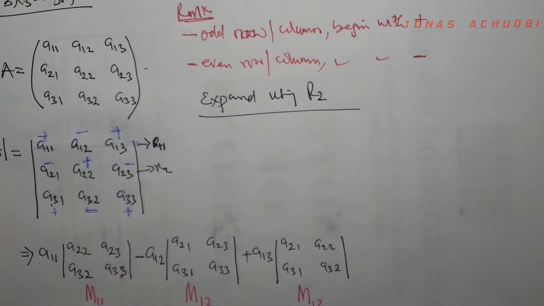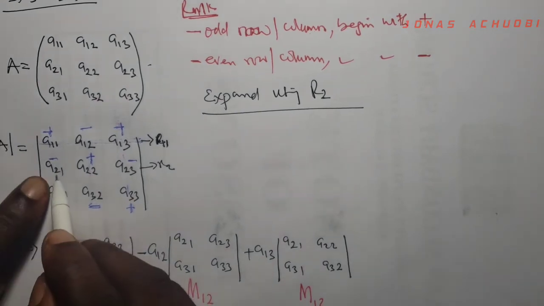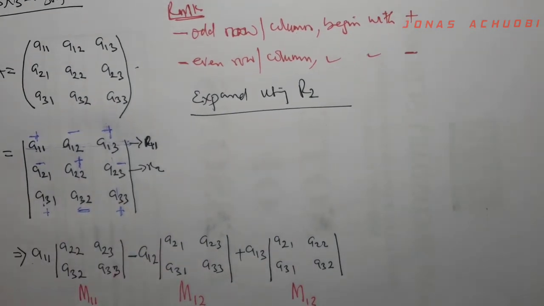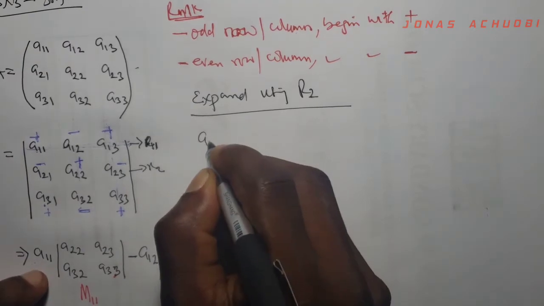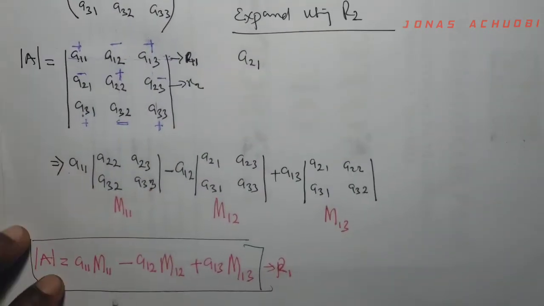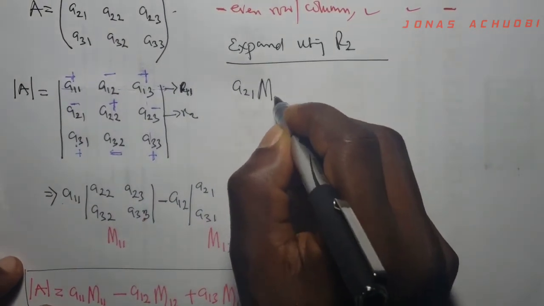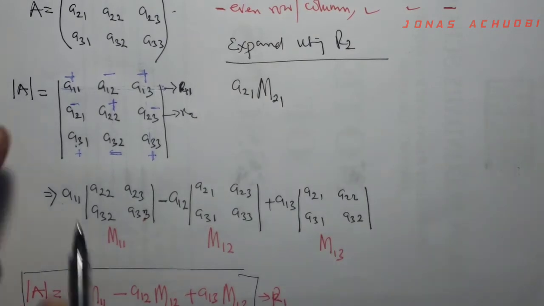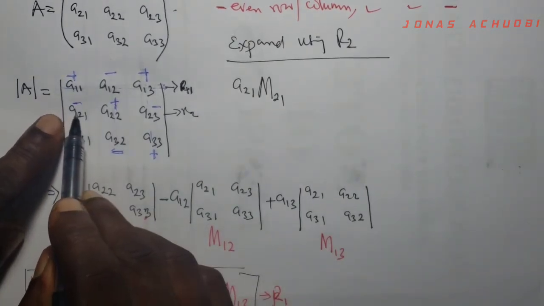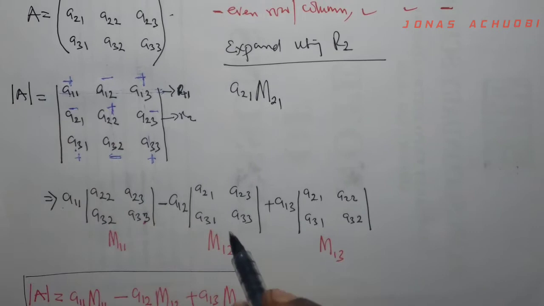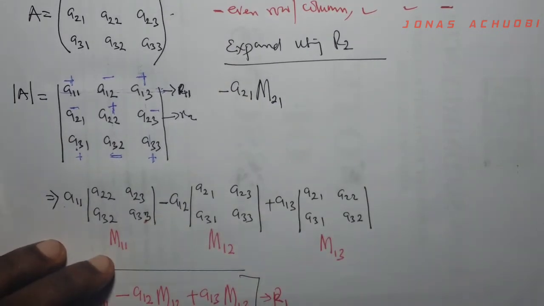Good. So the first entry there is A21. So we have A21 times what? Times the minor of A21, which is M21. Remember, it has to start with a minus sign. Row 2 is an even row, so we begin with a minus sign. So this is minus A21 times the minor of A21.